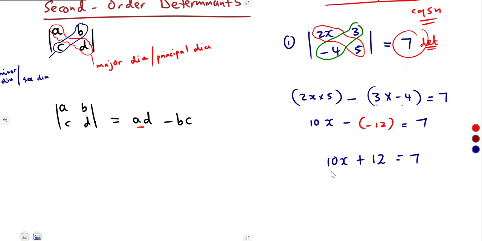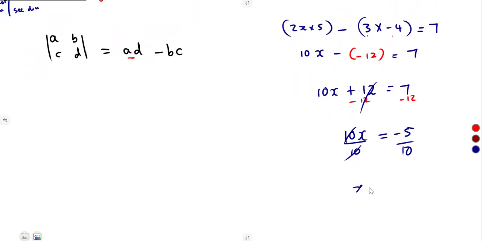So this is a linear equation. The highest power is 1 on x. So you can simply take the 12 to the other side or subtract 12 from both sides of our equation. So that's 10x. This will cancel. 7 minus 12, that's negative what? 5. So to find x, simply divide both sides by 10. You're done. We have a product, so you have to divide to obtain the value of x, which is going to be negative 1 over 2 or negative 0.5.